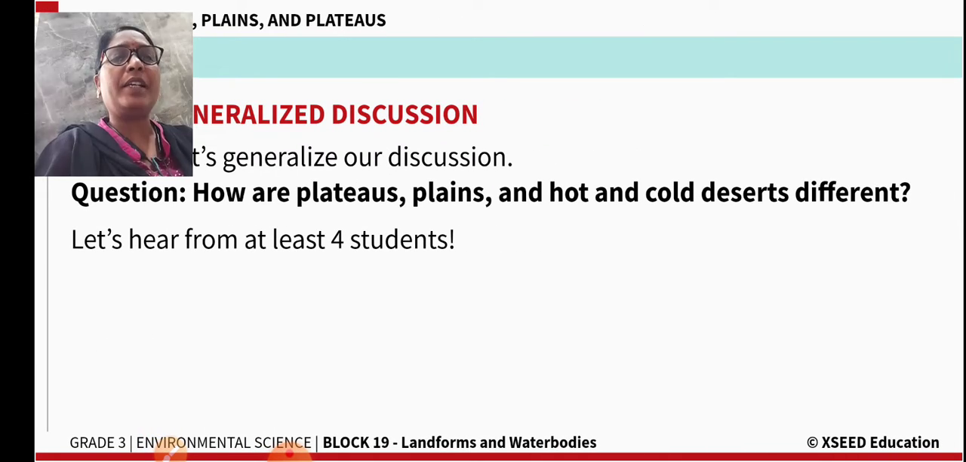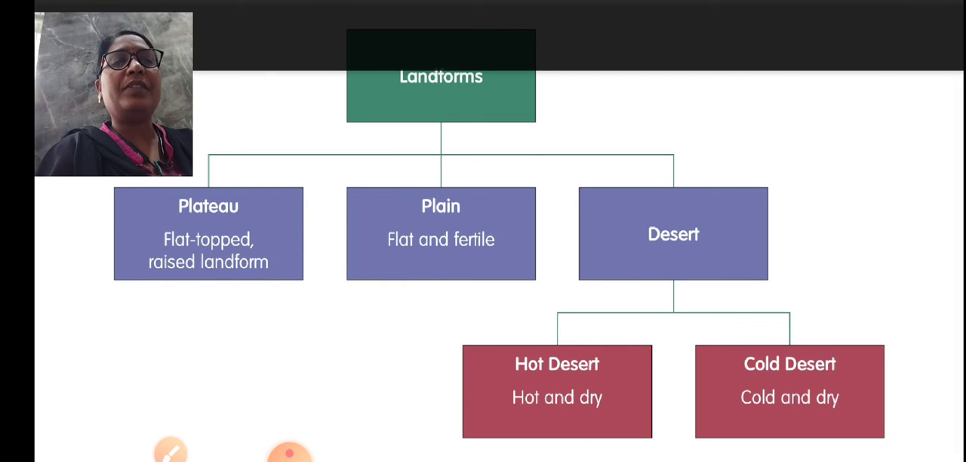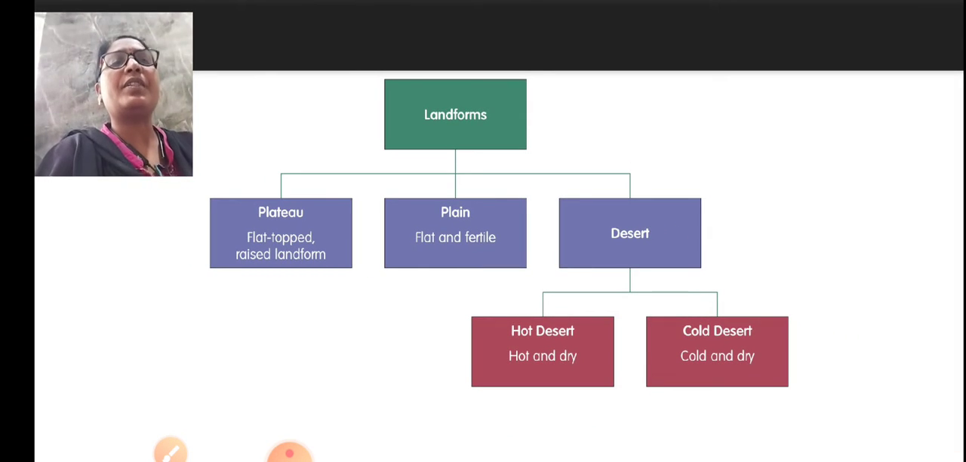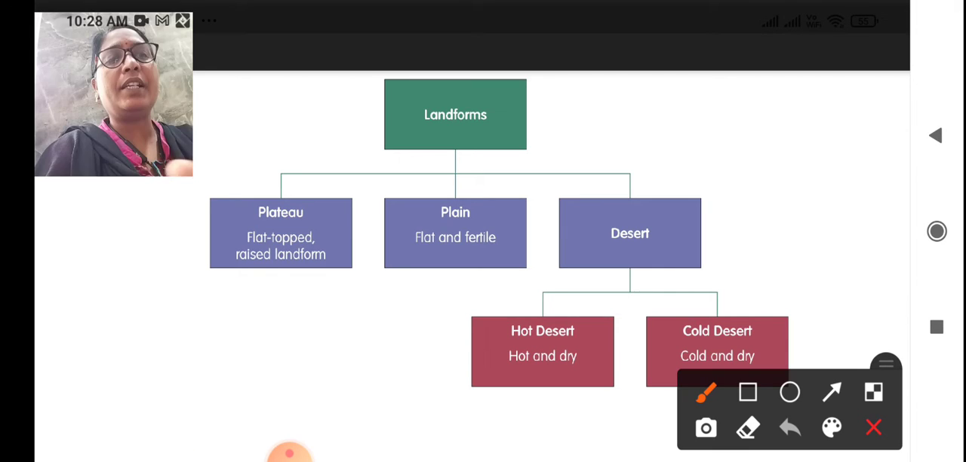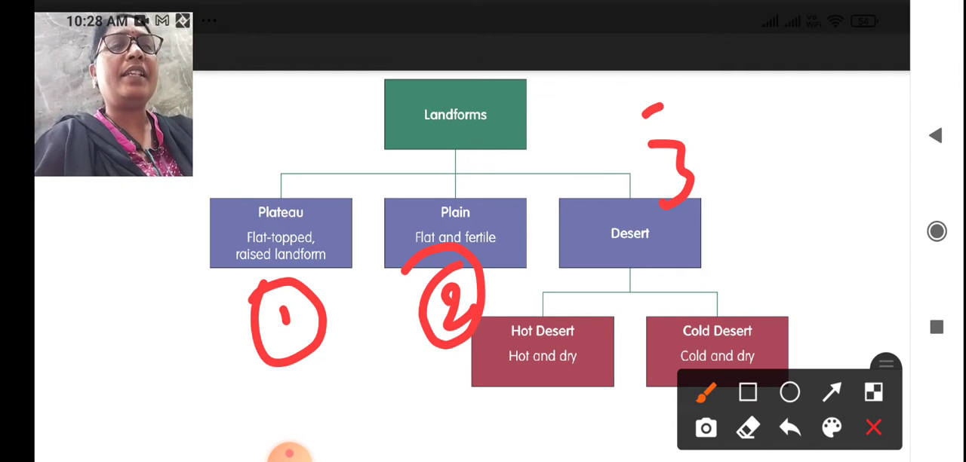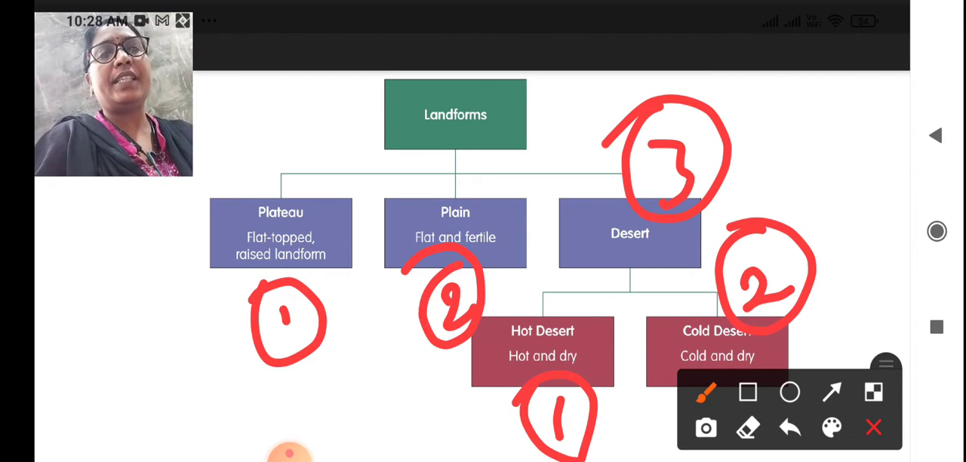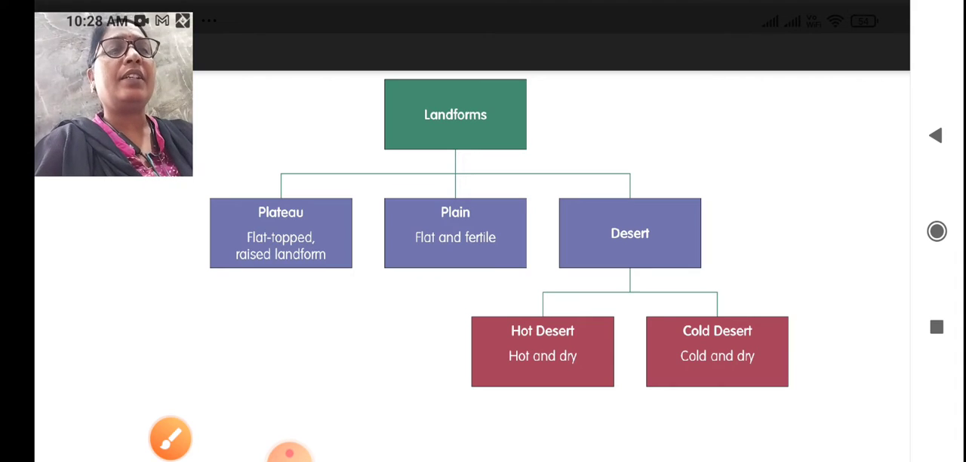How are plateaus, plains, and hot and cold deserts different? Just now we had seen. Hot deserts are covered with sand and cold deserts are covered with snow. So the total landforms can be divided like this. This is very important. The whole lesson is in this flow chart. The landforms are divided into three types. They are plateaus, plains, and deserts. Deserts are again of two types, hot deserts and cold deserts. Then you can understand the whole lesson by watching this flow chart.